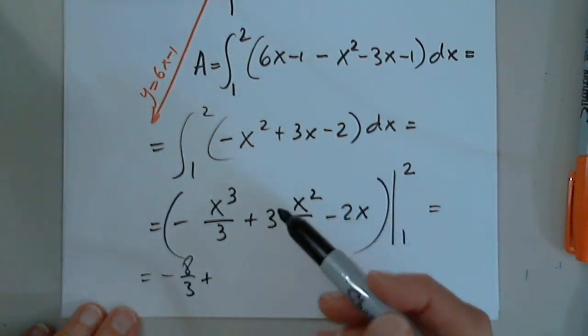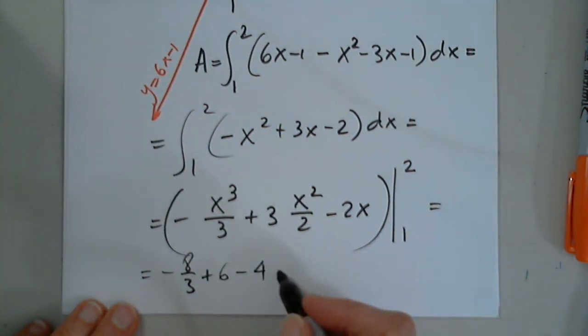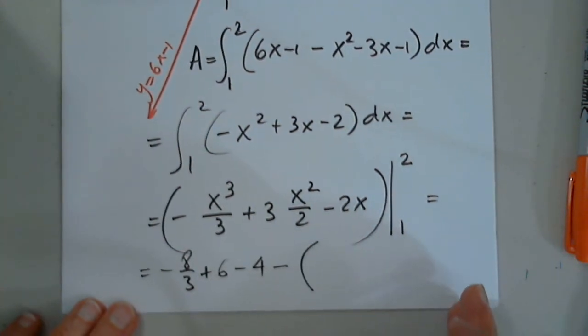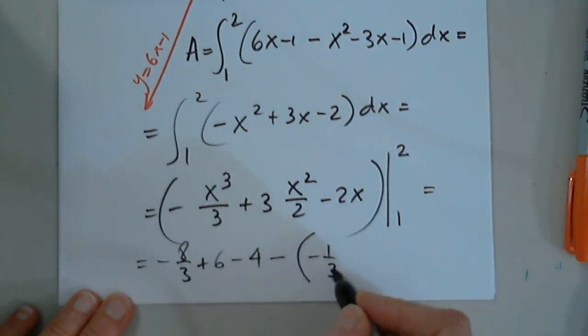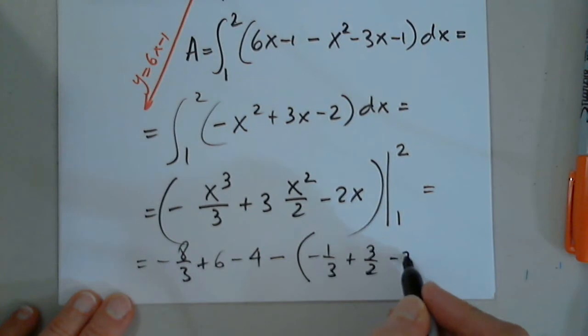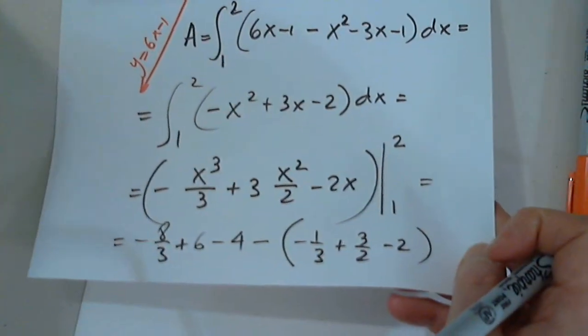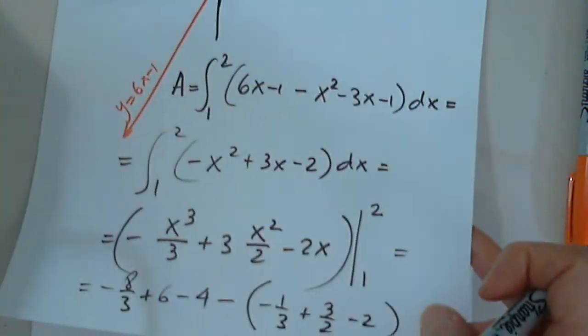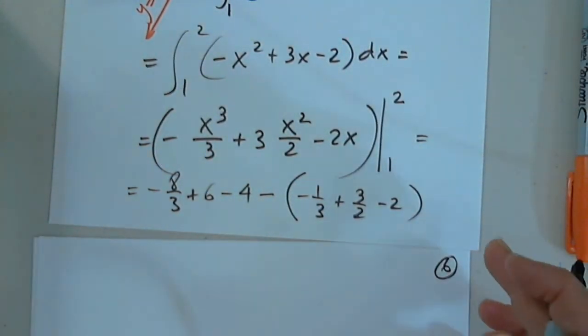4 over 2 is 2, 2 times 3 is 6, and minus 4, minus, I'll put in parentheses not to forget to distribute negative 1. So, negative 1/3 plus 3/2 minus 2. The number cannot be negative. It's an area enclosed between two graphs. So make sure that you do not get a negative number.